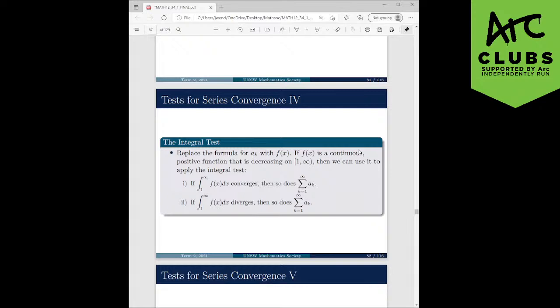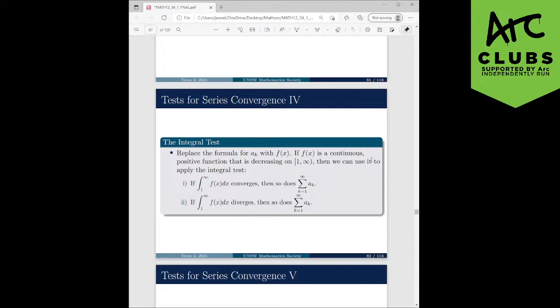If this f(x) function is continuous, positive, and decreasing from 1 to infinity, there are several conditions. Continuous is, a lot of the time, just continuous. Positive means it has to be above the x-axis. And decreasing, of course, just means it decreases. If f of x satisfies all of that, then we can apply the integral test.